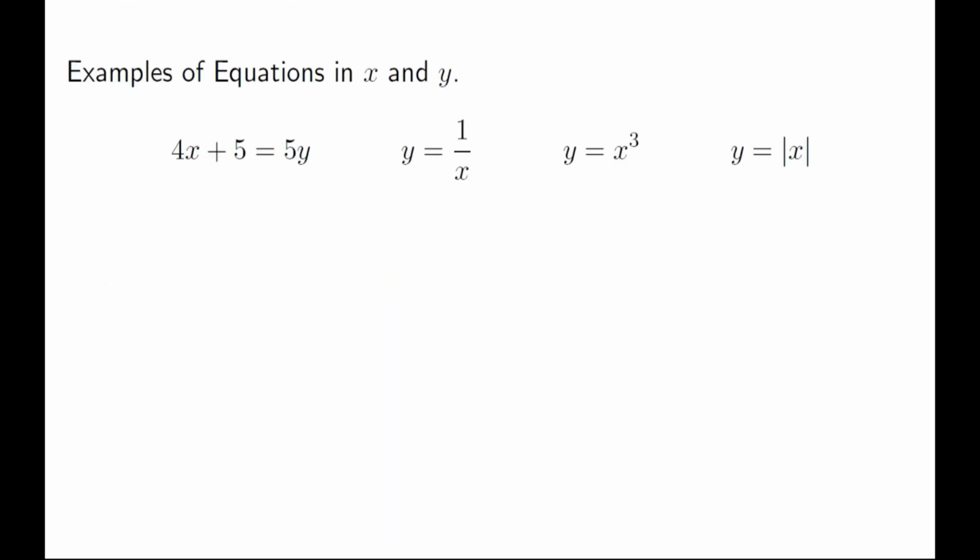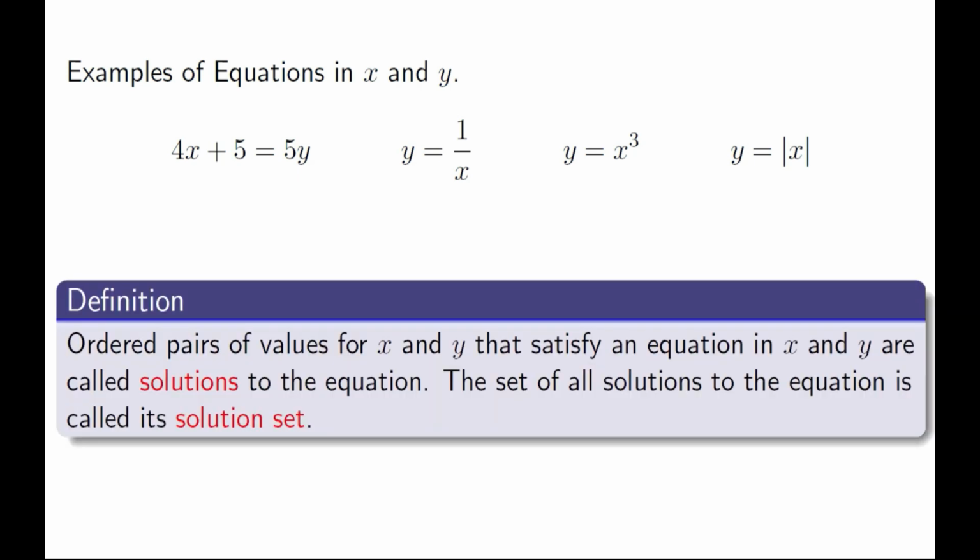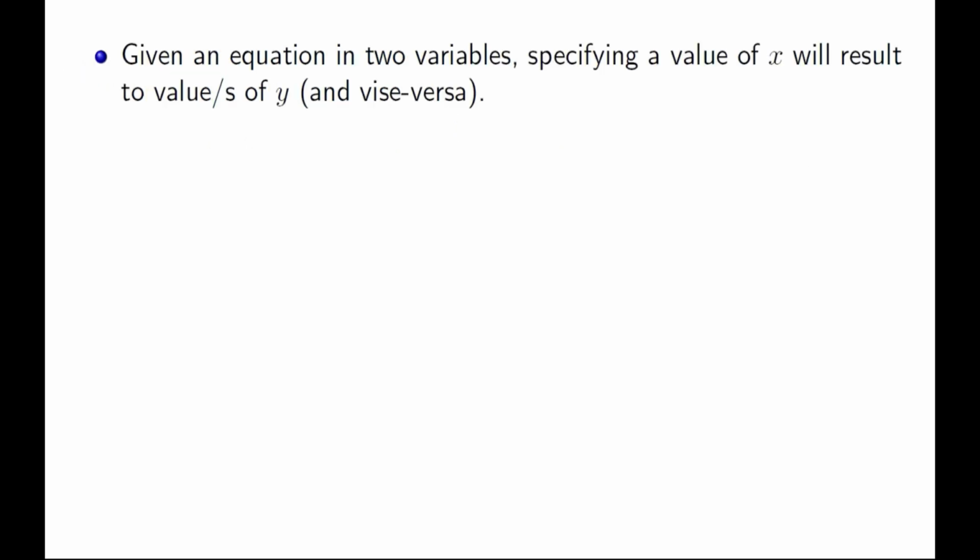The following are examples of equations in x and in y, and all of these equations can be graphed in the 2D plane. By definition, ordered pairs of values for x and y that satisfy an equation in x and y are called solutions to the equation. The set of all solutions to the equation is called its solution set. Take note of the following remarks.